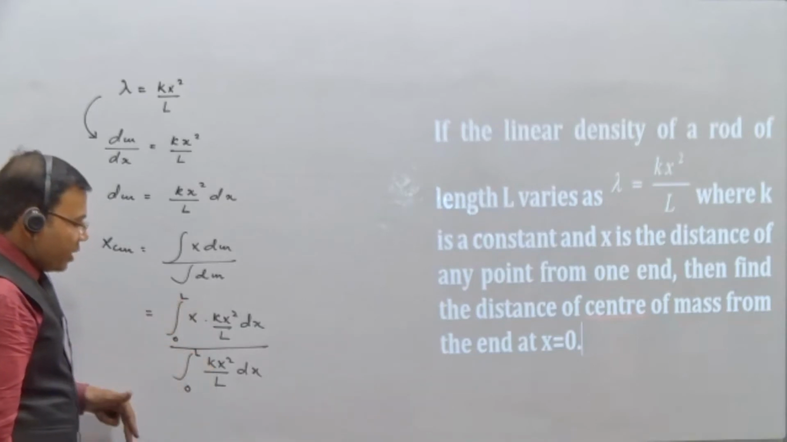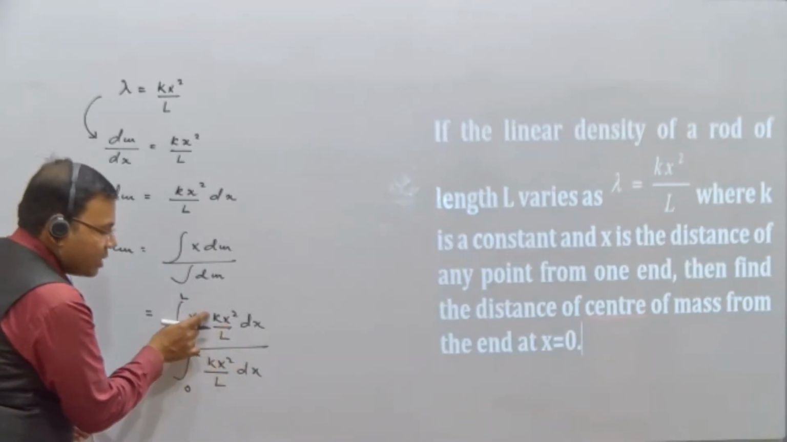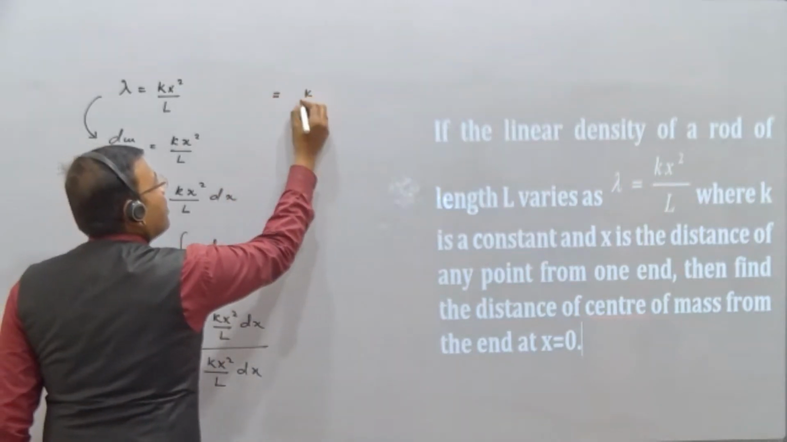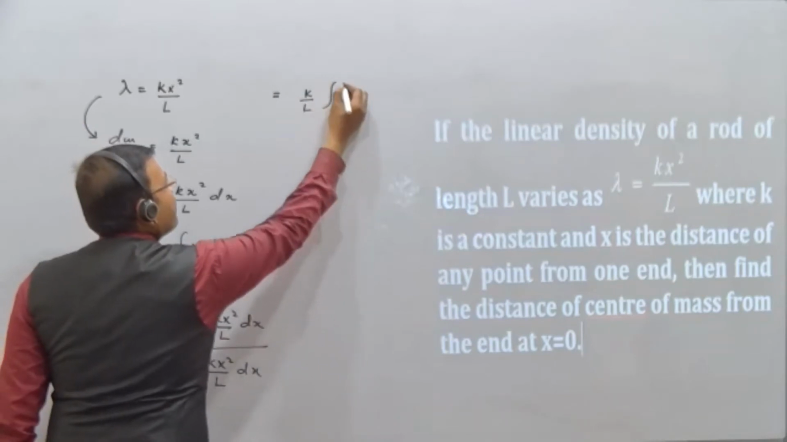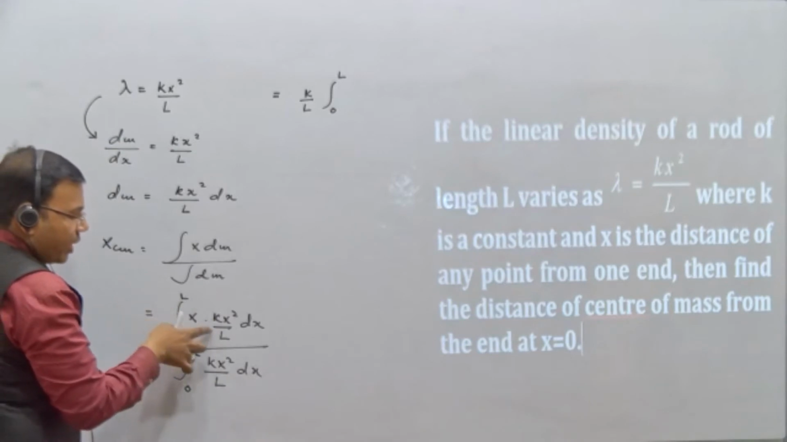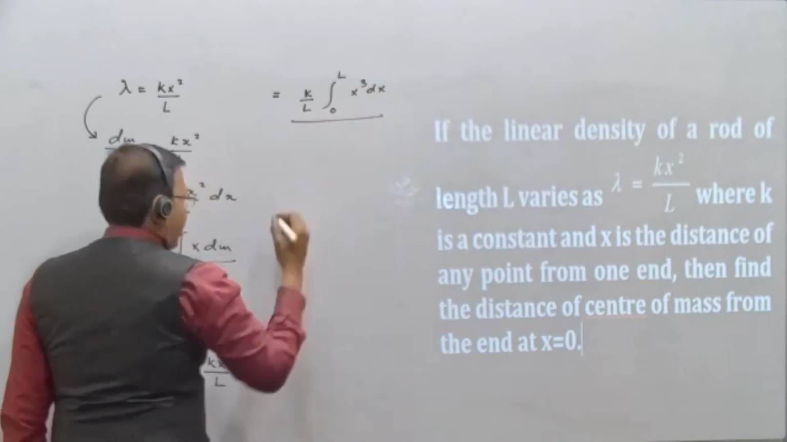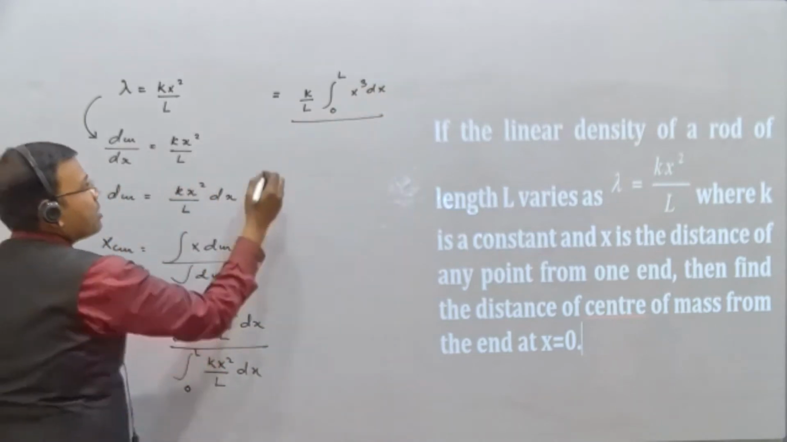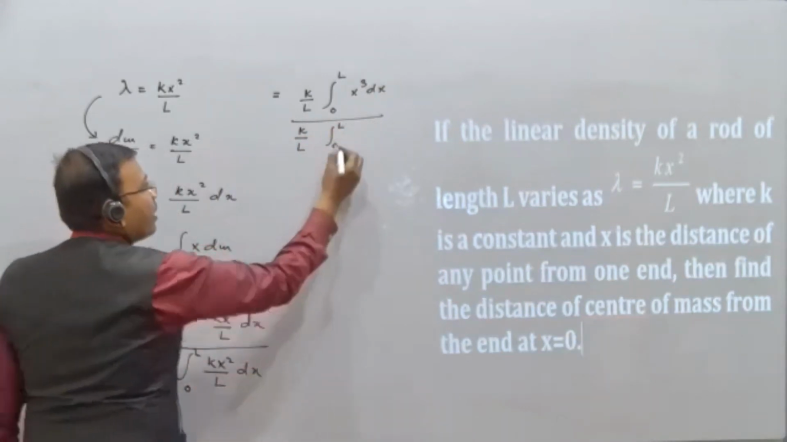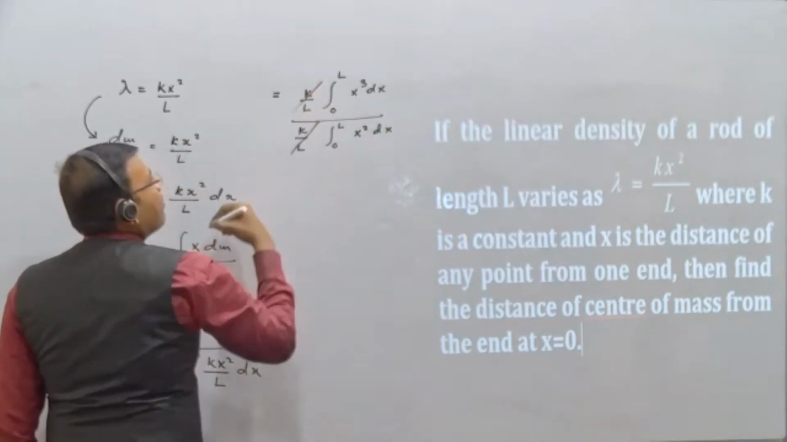Now how to proceed with this? Pay attention. x into x square is x cube, and k by L is a constant, so I'm taking it outside: k by L, integration from 0 to L of x cube dx, divided by k by L, again a constant, taken outside, integration of x square dx. So this k by L and k by L get cancelled.